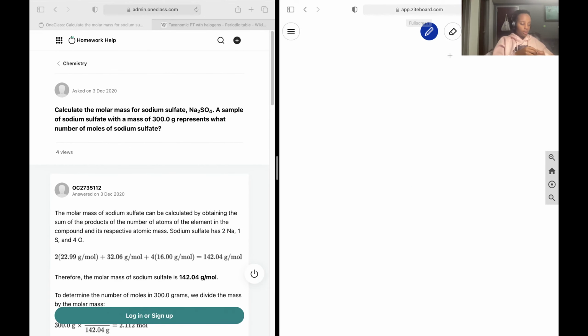Okay, next up, we would like to find the molar mass of sodium sulfate and find out how many moles a sample of 300 grams represents. So the molar mass is just the sum of the number of a specific atom times the atomic mass of that atom. It's just going to be the summation of that.